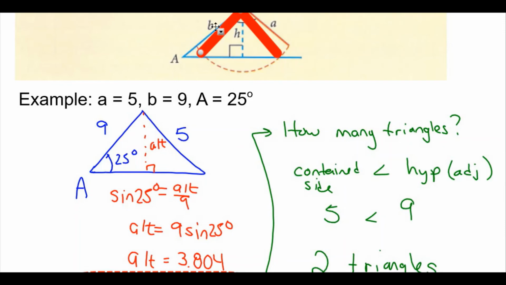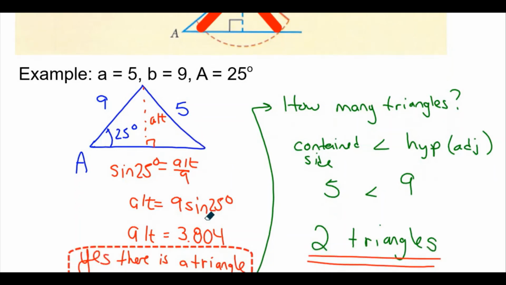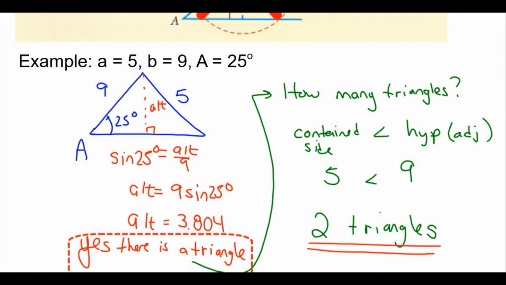And that number is smaller than 5, making a triangle. Otherwise, if the altitude were too large and that were 5, then it would look like that. It wouldn't touch the ground. So the first piece of analysis is always, do you have a triangle? And the answer in this case is yes, I have a triangle. Then you move on to how many there are. So how many triangles are there? Well, if you look at the contained side, it is smaller than the hypotenuse of that interior triangle, otherwise known as the adjacent. 5 is smaller than 9, making a triangle right there, as well as the one you see. And so that's how we get two triangles.